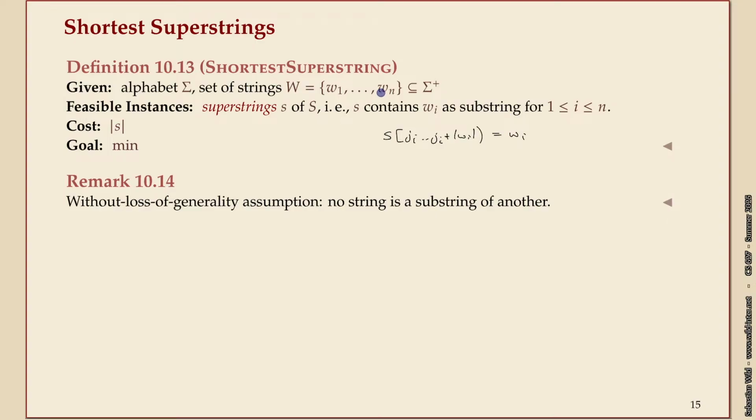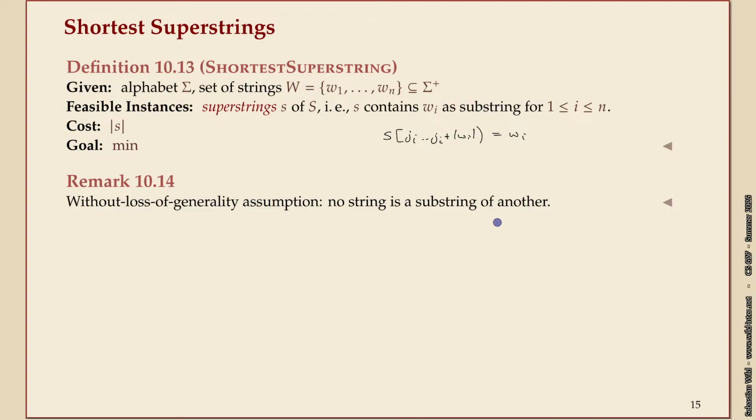And so, of course, a trivial instance is to just concatenate all the strings one after the other. But the cost is the total length of the superstring. And clearly we want the shortest, so the minimal length. And how can this be shorter? Well, sometimes you can overlap certain strings. And so you can reuse characters to be part of several strings.